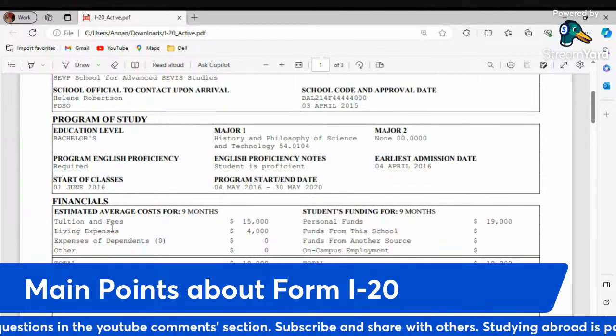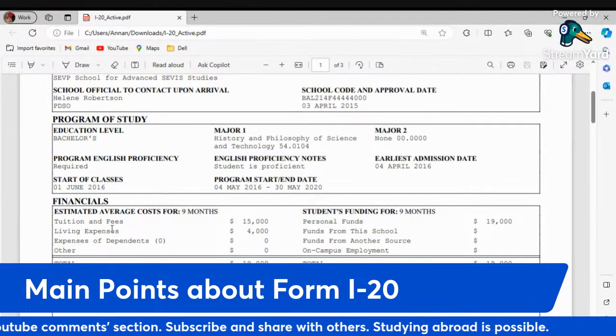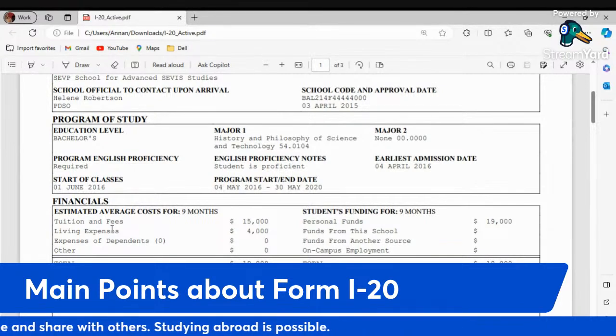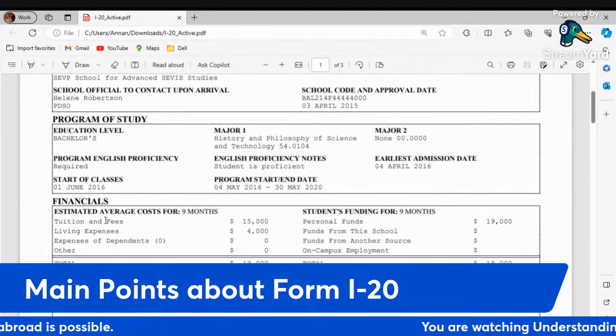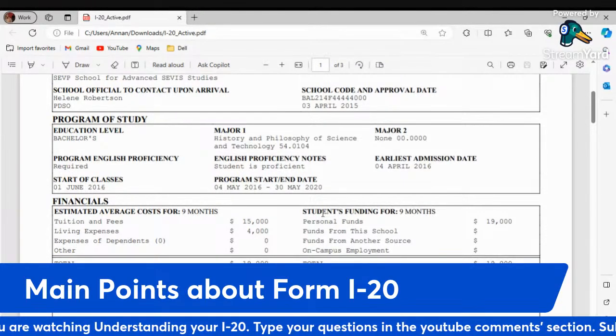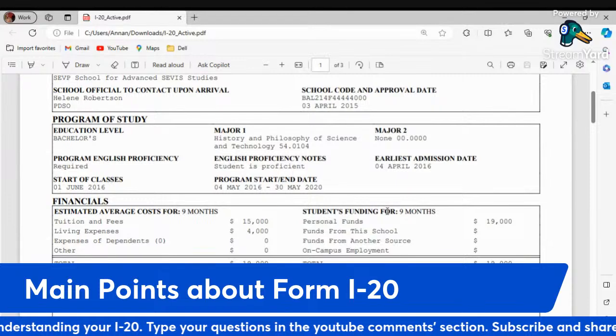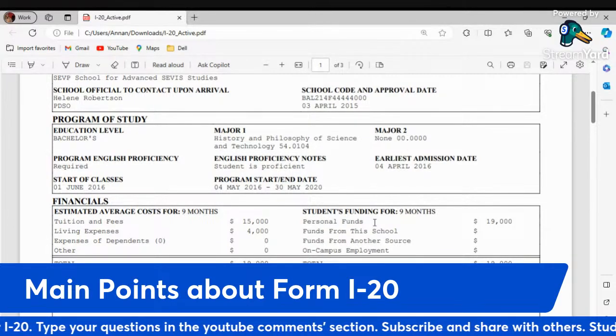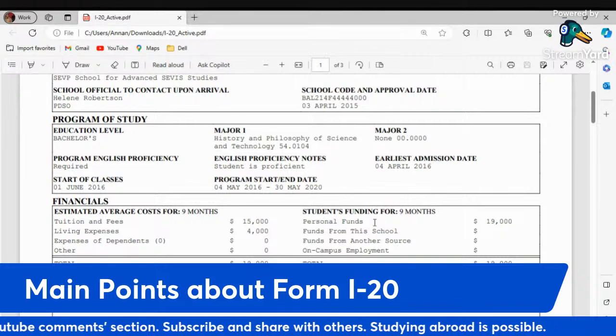The next section is the financials. It gives the estimated average cost for 9 months. So it will state your tuition and other fees, living expenses, expenses of dependents and others. Then there is also student funding. So are you being given a scholarship or is it personal funding? Here it is stated as personal funding.